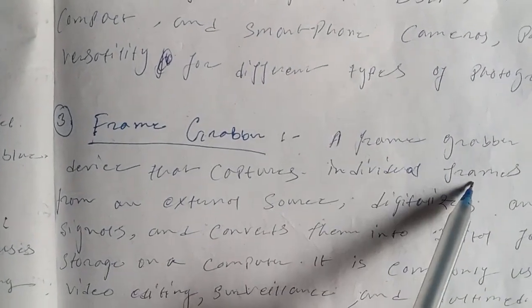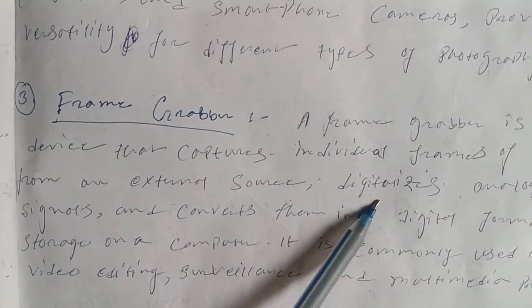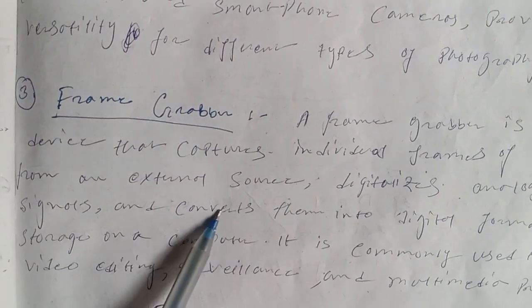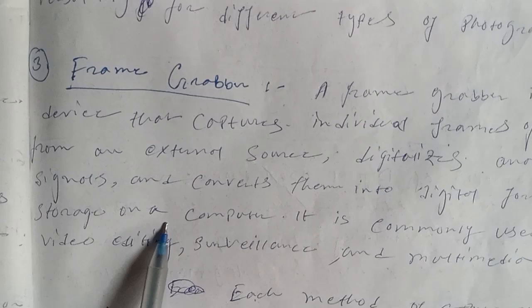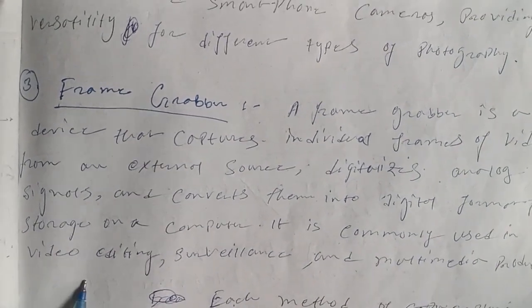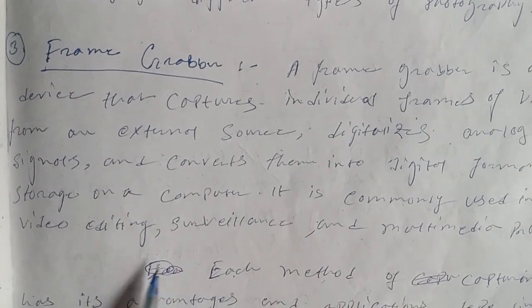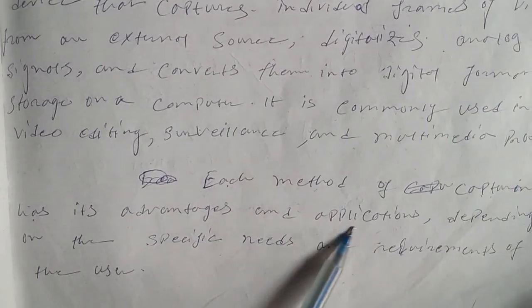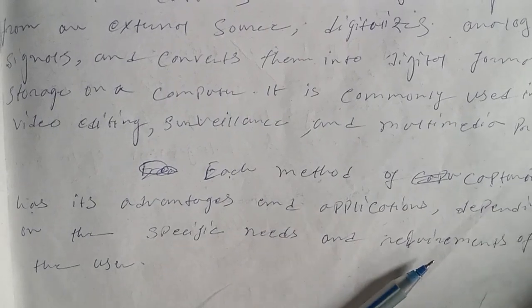Then we have the frame grabber. The frame grabber is a device that captures individual frames of video from external sources, digitalizes the signals, and converts them into digital format for storage on a computer. It is commonly used in video editing, surveillance, and multimedia production. And each method of capturing has its advantages and applications depending on the specific needs and the requirements of the user.